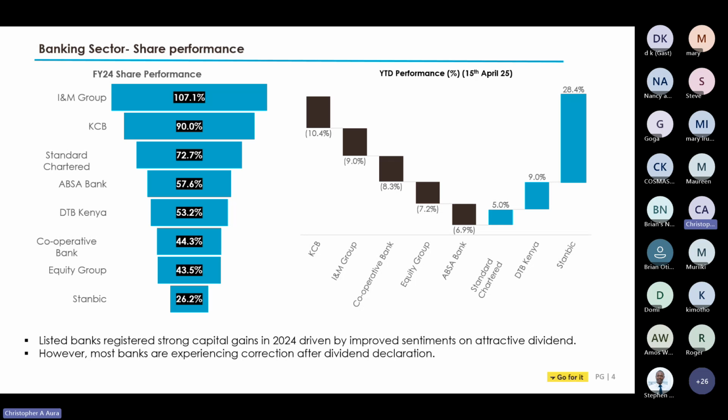So we'll see more corrections after books closures. That will start from this period to May. After books closures, the stocks will be correcting. So far, Stanbic, DTB Kenya, and Stanchart have maintained, but you can see KCB has started correcting, and it moved from the highs of 43 that it was to around 37, 38 currently. So that's how the stock is performing.